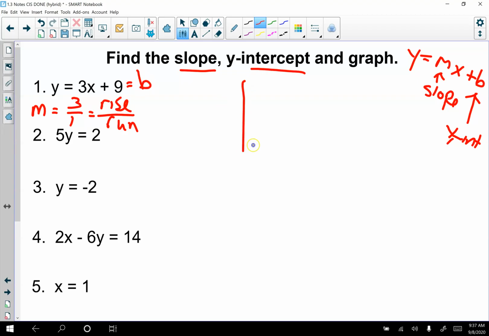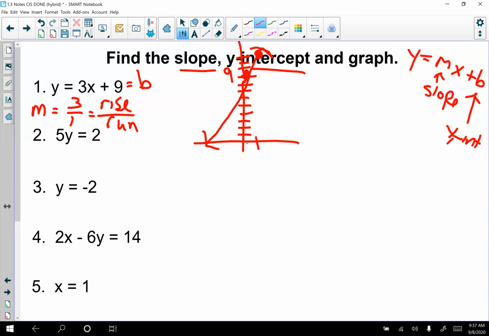And if I was going to graph that, I would be at 9, so 1, 2, 3, 4, 5, 6, 7, 8, 9. And I'd put a point there. And then I'm going to go up 3, 1, 2, 3, and over 1. And I'm going to draw my second point. I only need 2 points for a line, so that's all you should have. And then I'm going to draw my line with arrows at the end through both those points.